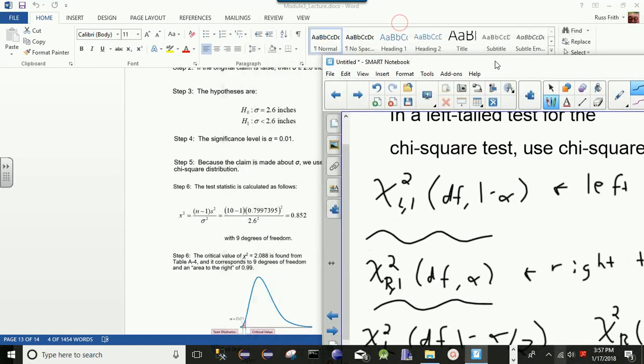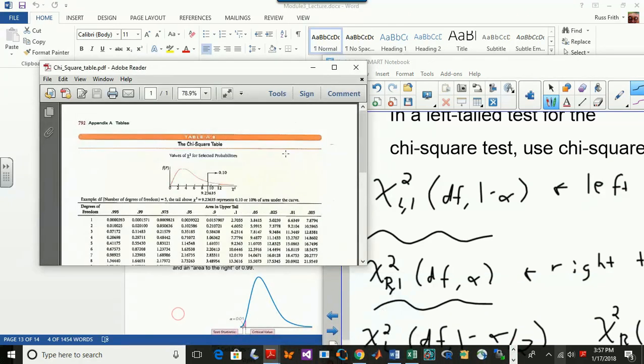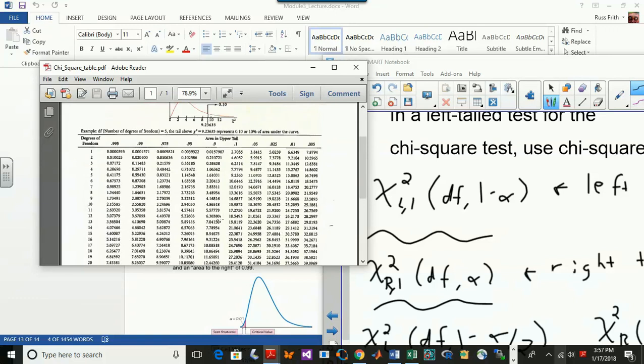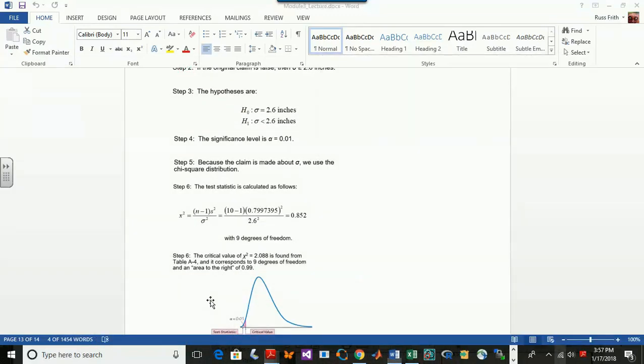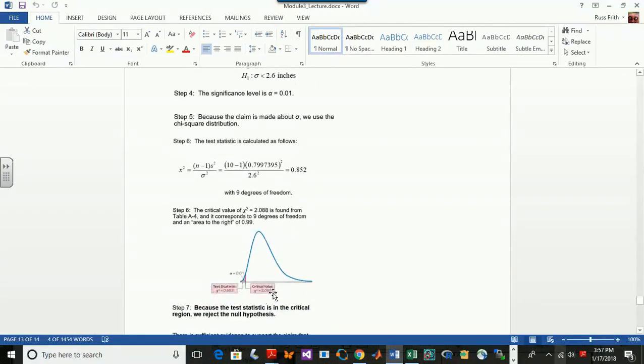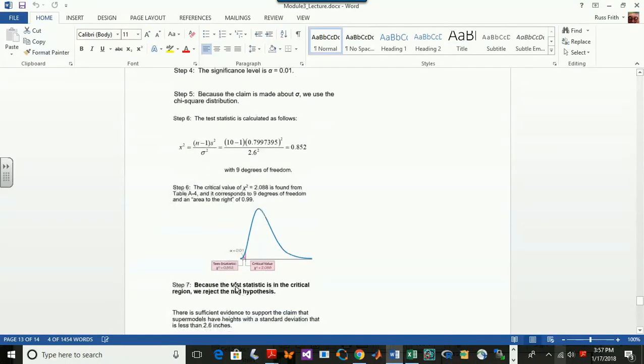So in this particular question, we need to find chi-squared of 9 and 0.99 in the chi-squared table. So let's look that up in our chi-squared table. So 9 and 0.99 gives us 2.08789, which is what I believe they have listed here in the illustration. Yeah, right there, 2.088, and so your test statistic is 0.852, so it's to the left of the critical value.